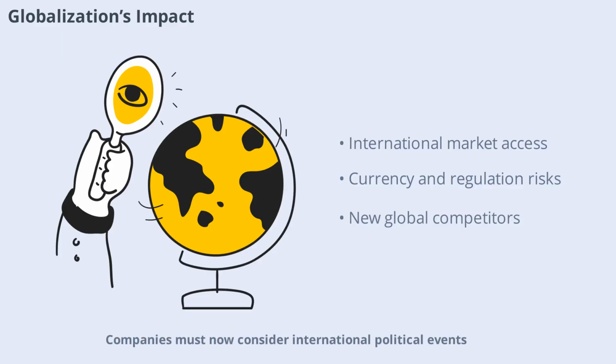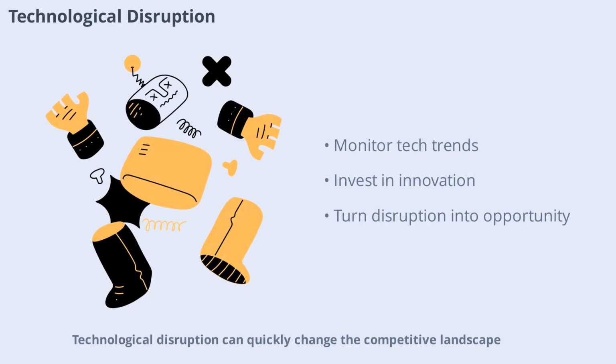Companies must now consider international political events, currency fluctuations, and cross-border regulations. While globalization opens up new markets, it also introduces new competitors and complexities. Understanding the global macroenvironment is essential for businesses operating on an international scale. Technological disruption can quickly change the competitive landscape. New inventions or digital platforms can make existing products obsolete overnight.